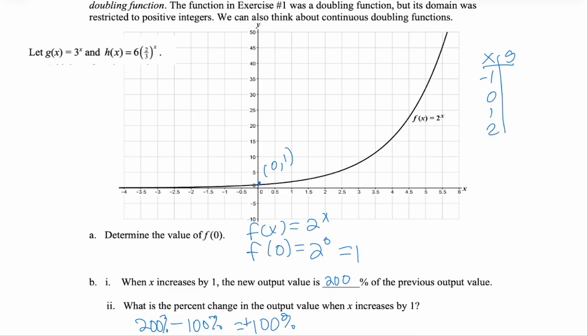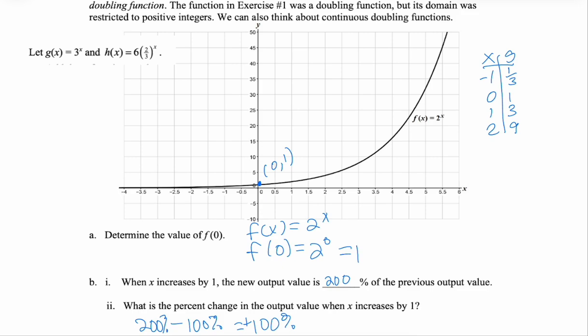3 to the -1 power is 1/3. 3 to the 0 power is 1. 3 to the first power is 3. 3 to the second power is 9. I think that should give us a good indication of what's happening. So you'll notice again, like I said, it does hit that 0, 1 spot, I'm sorry.